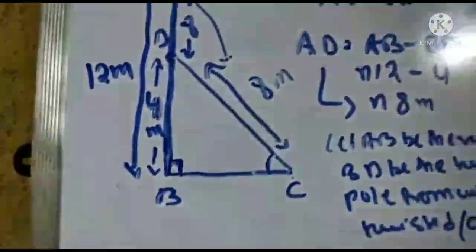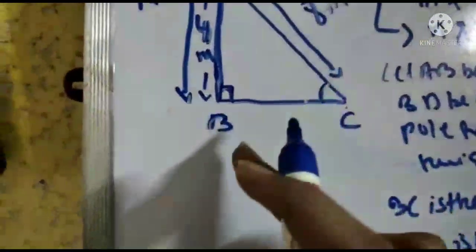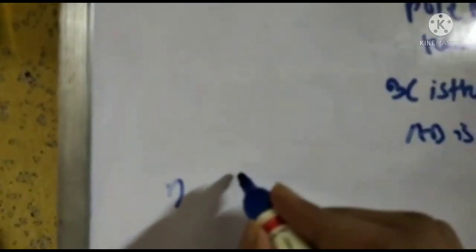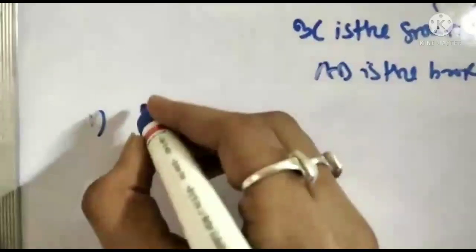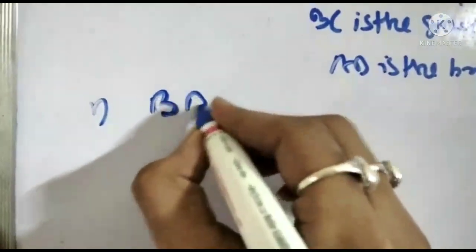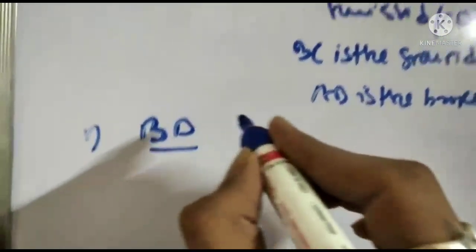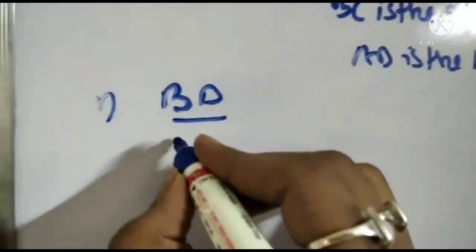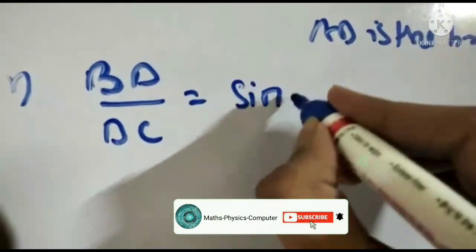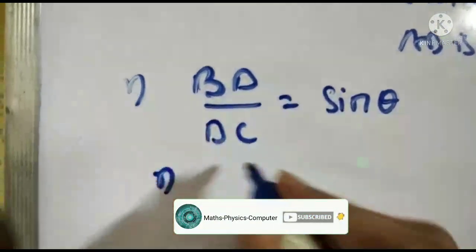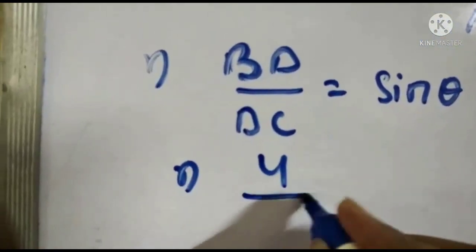See here, angle C we want to find. From here you see BD we know. BD is 4 meter, and we have found CD also, that is 8 meter. So BD by CD, that is what? Perpendicular by hypotenuse. So perpendicular is BD, by hypotenuse is DC. Now perpendicular and hypotenuse is sin theta. Now BD we know 4, by DC we have found 8.